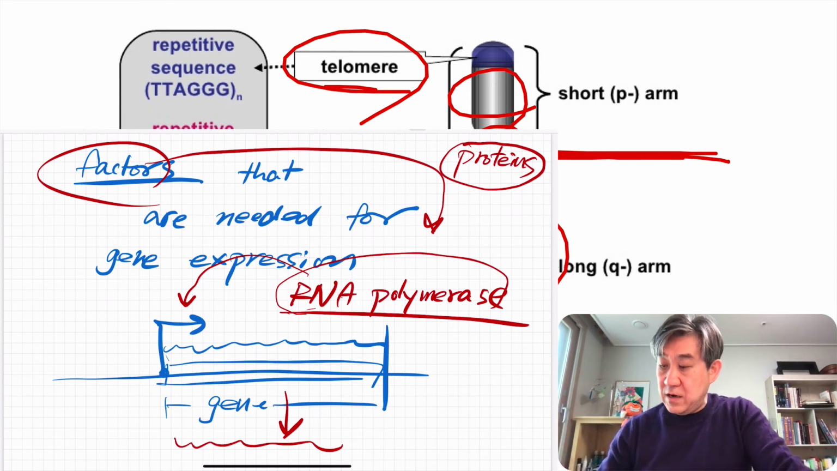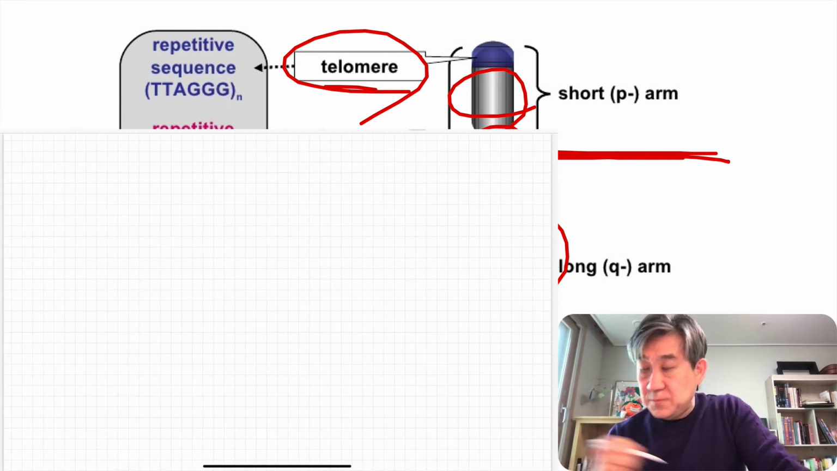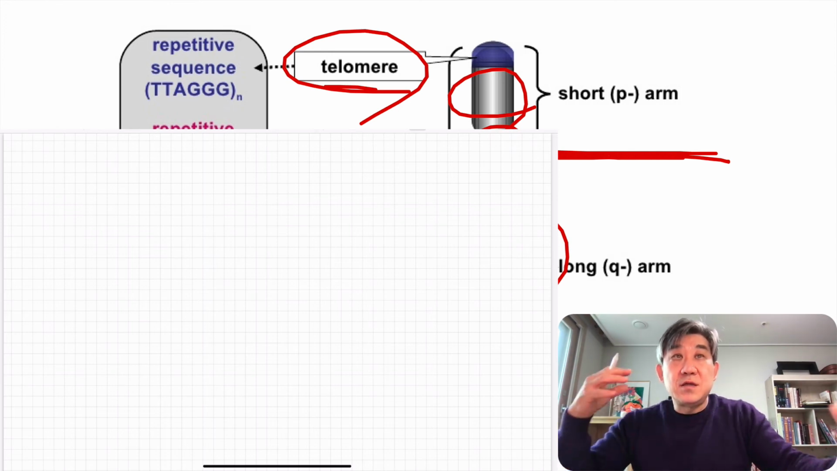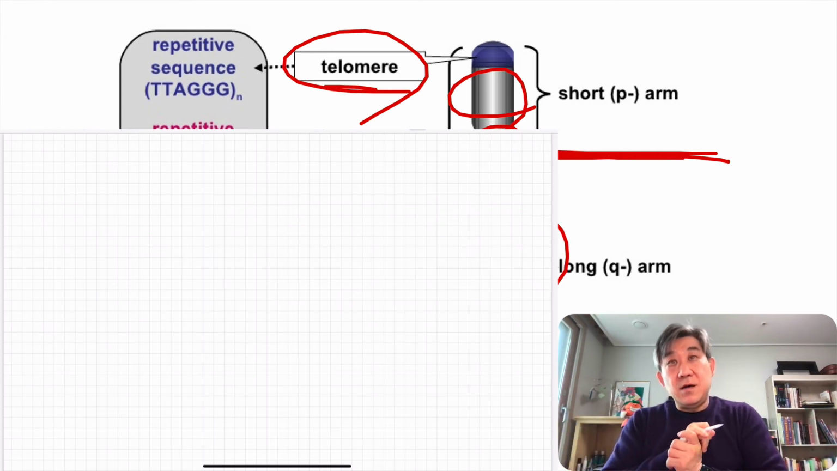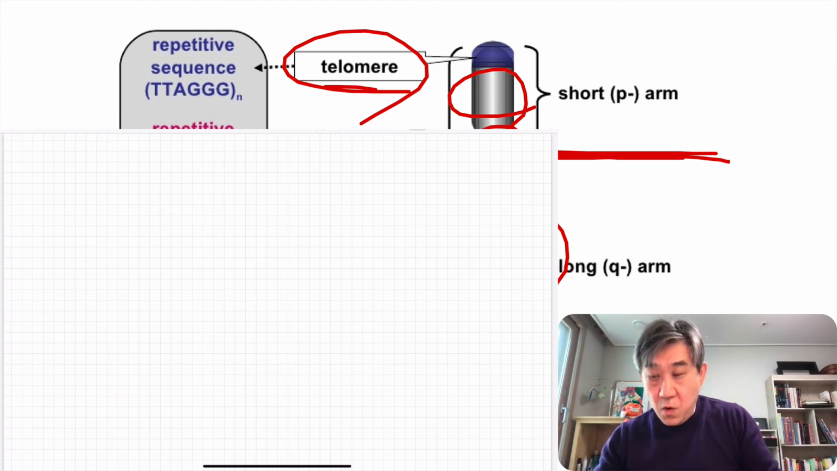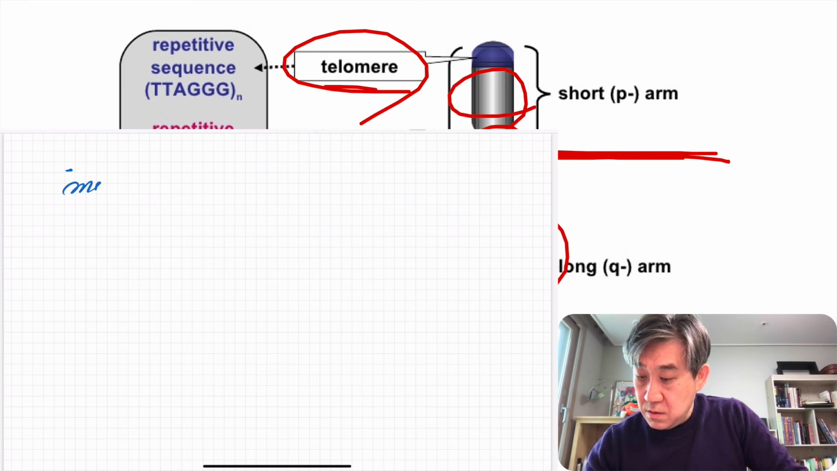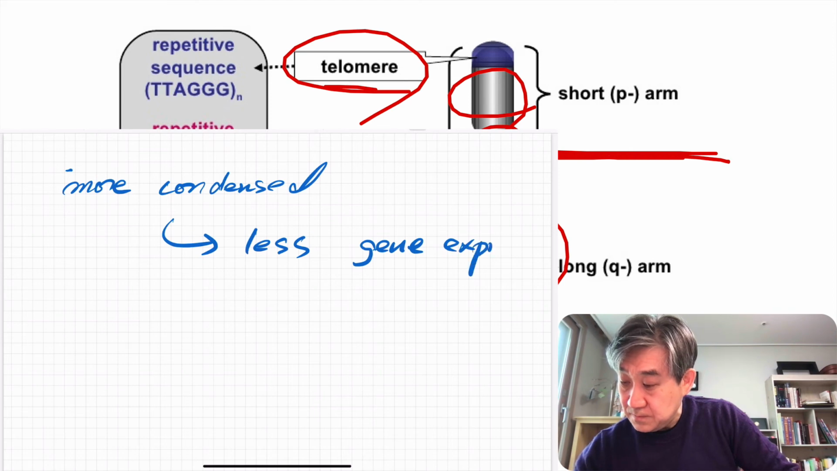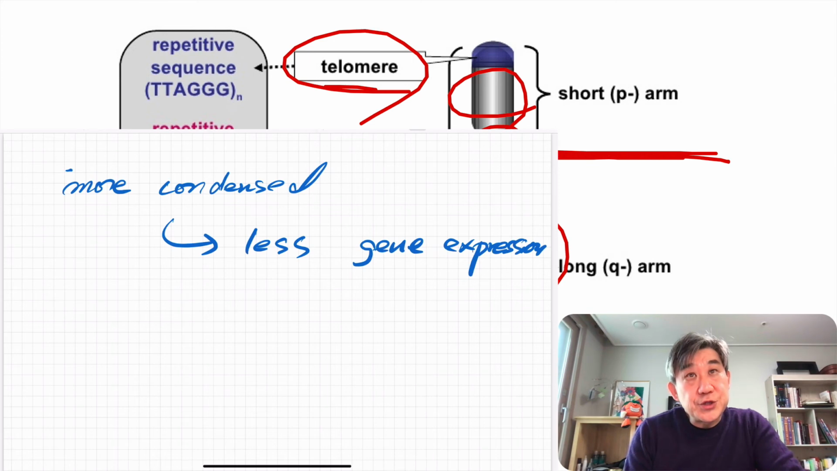That's why there is a very specific correlation, I should say a negative correlation. The more condensed, the less gene expression, because of this accessibility issue.